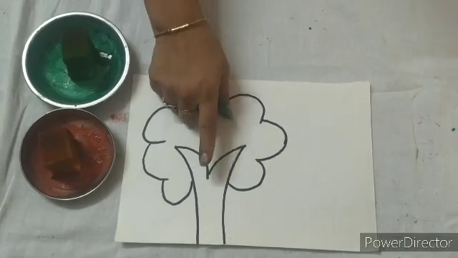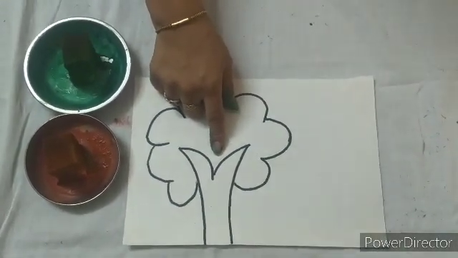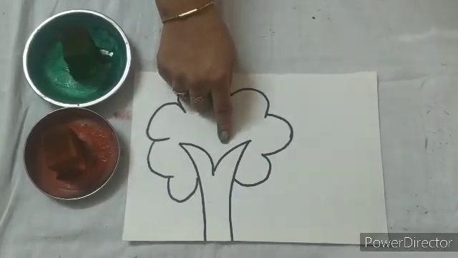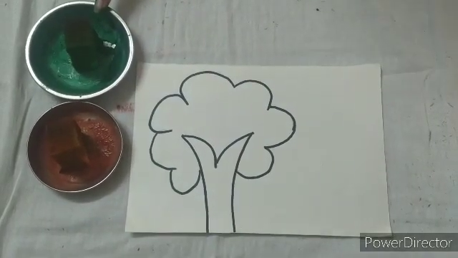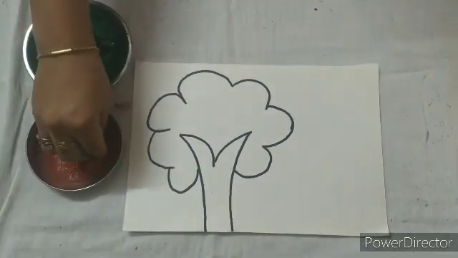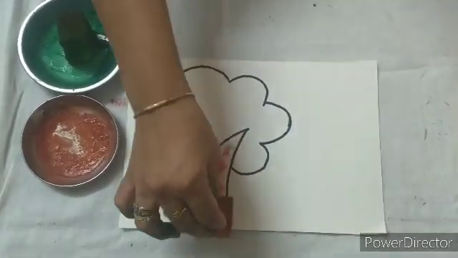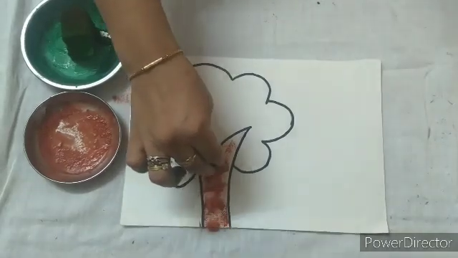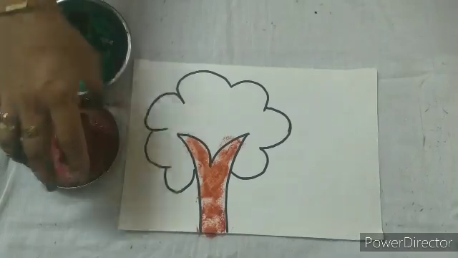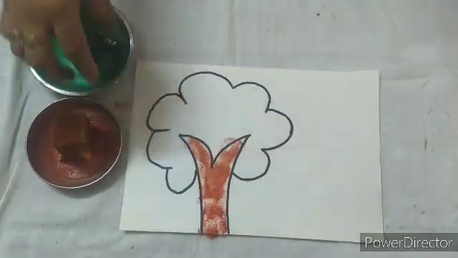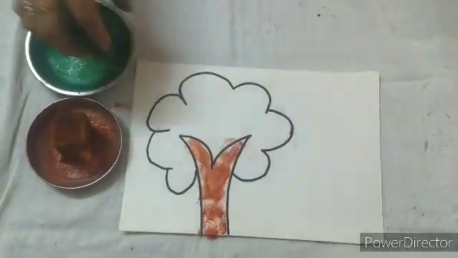Now we have a short tree over here. We will do the sponge dabbing in the short tree the same way when we did it in the tall tree with brown color and green color. So let's start. Can you see? We did in the tree trunk, and now we are going to do it in the tree over here.